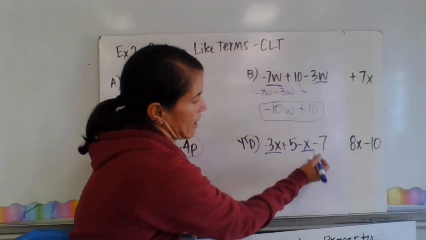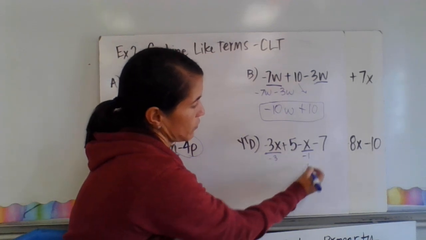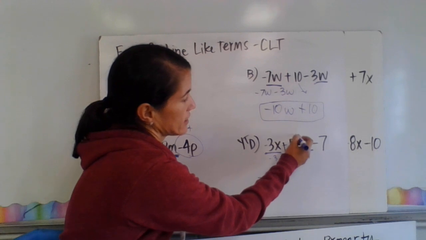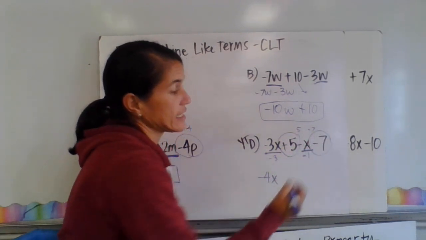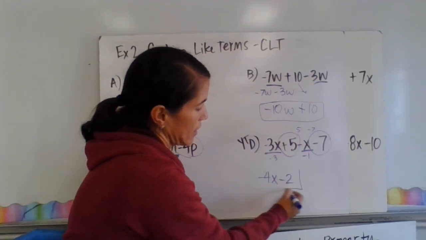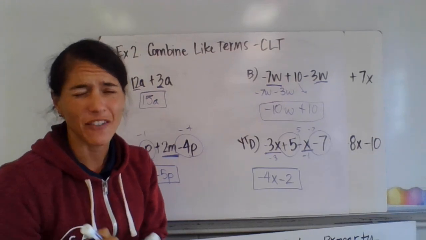All right, so I have my x's that I'm going to combine, negative 3 and negative 1, so that makes negative 4x. And then I have my constants. I have a plus 5 and a negative 7. So 5 minus 7 is negative 2. And there is my answer, negative 4x minus 2.